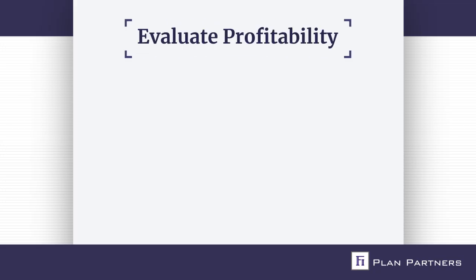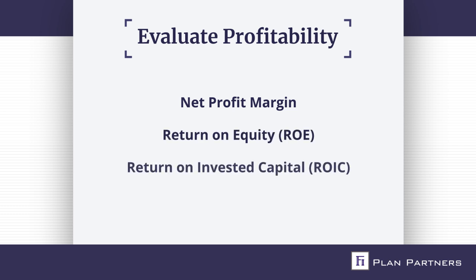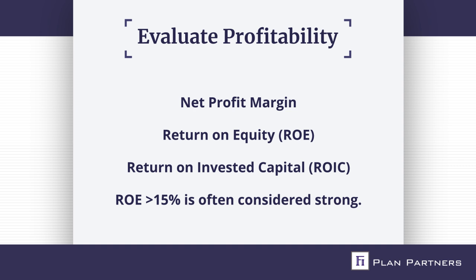The third thing we look at is you want to evaluate profitability. Obviously, profitability tells you whether the company turns sales into real profit. Common ratios we look at: net profit margin, return on equity, return on invested capital. An example benchmark is return on equity above 15% is often considered strong.